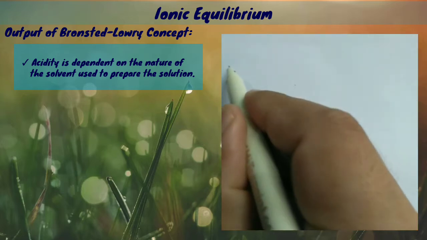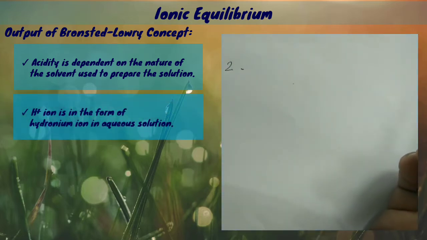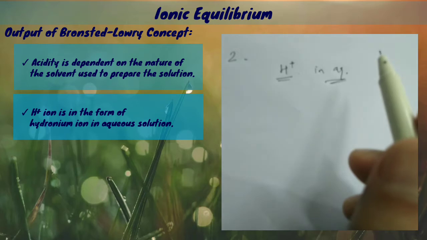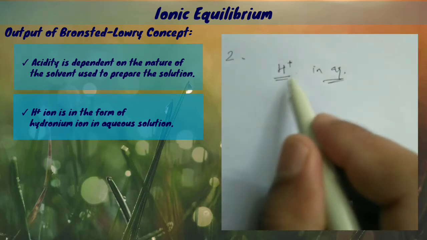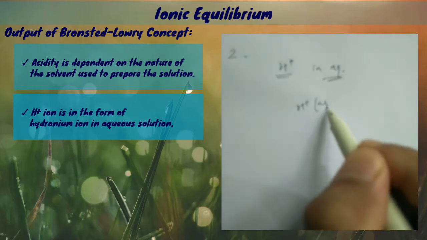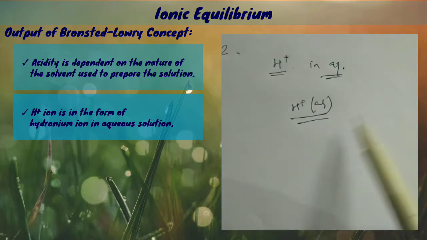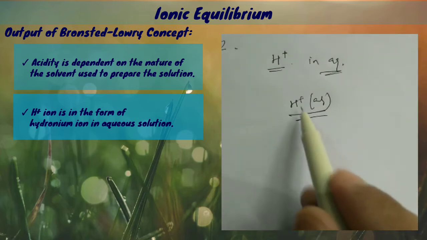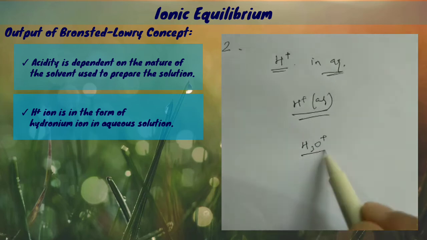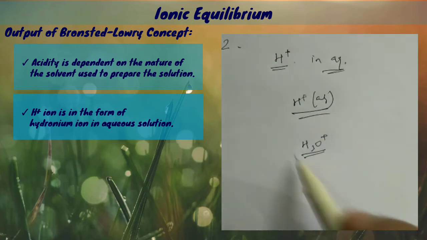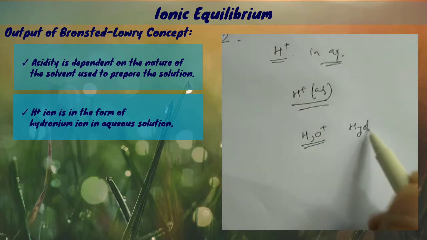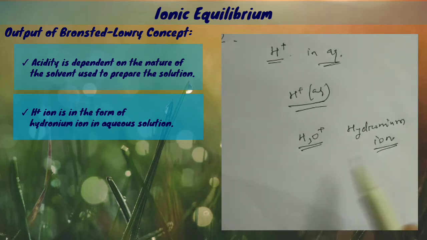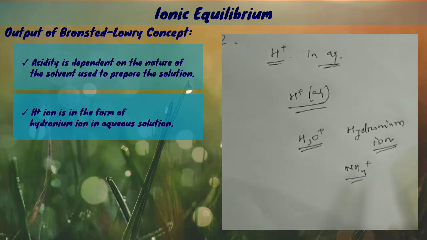And the second outcome is also very interesting. H positive in aqueous solution does not actually exist. We write H positive aqueous just by convention, but actually this H positive in water is in the H3O positive form, the hydrated form. That means this is a hydronium ion, and it is known as hydronium ion because it is similar to the ammonium ion, NH4 positive.